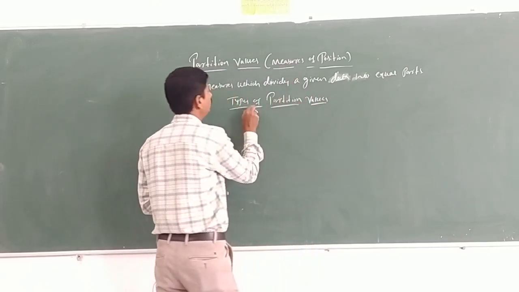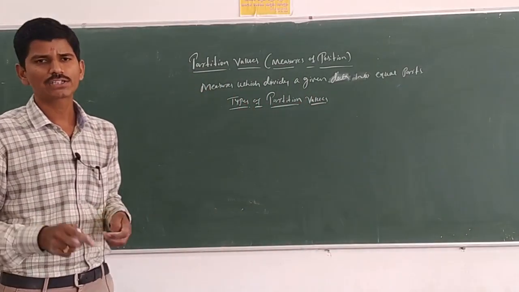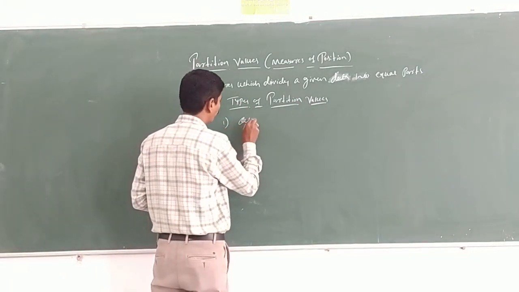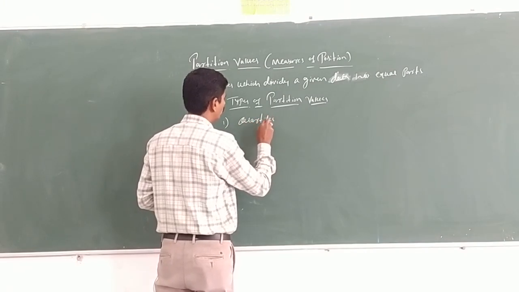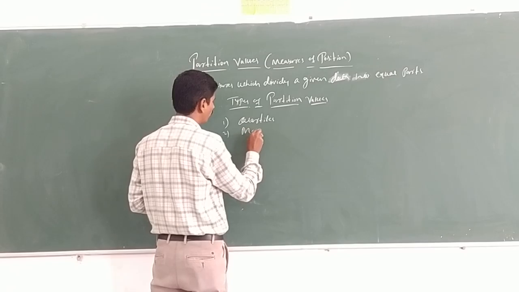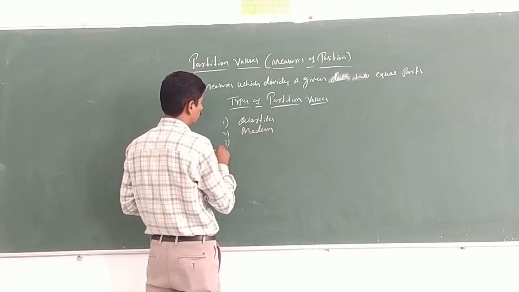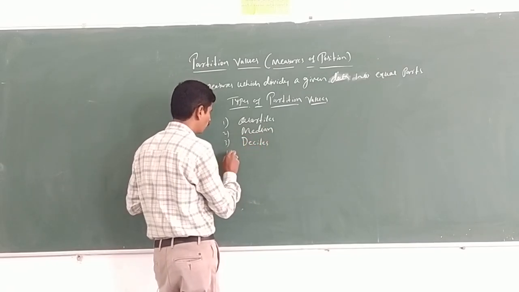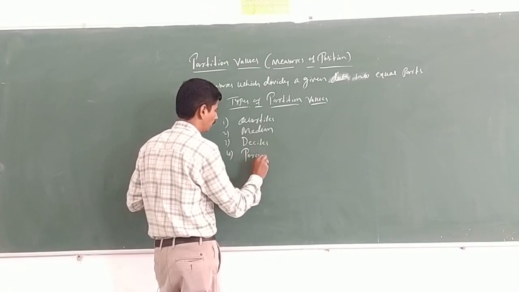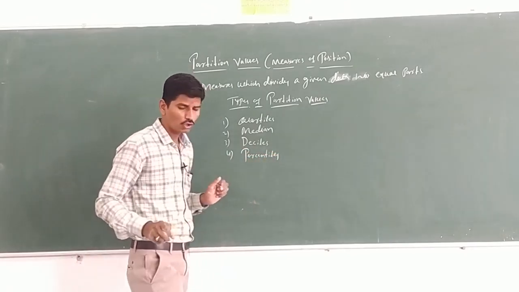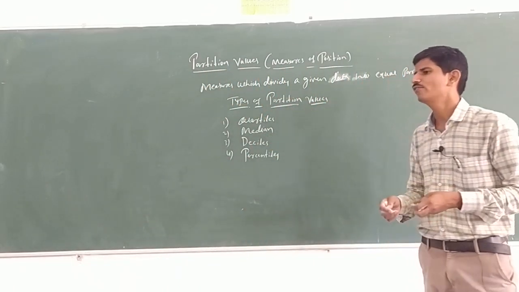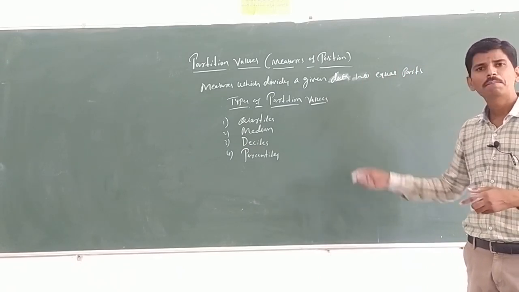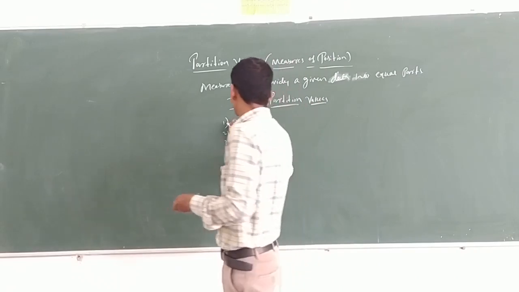Types of partition values. There are totally 4 types of partition values. One is quartiles, second is median, third is deciles, and fourth is percentiles. There are totally 4 partition values: quartiles, median, deciles, and percentiles. Okay, here the first one is quartile.